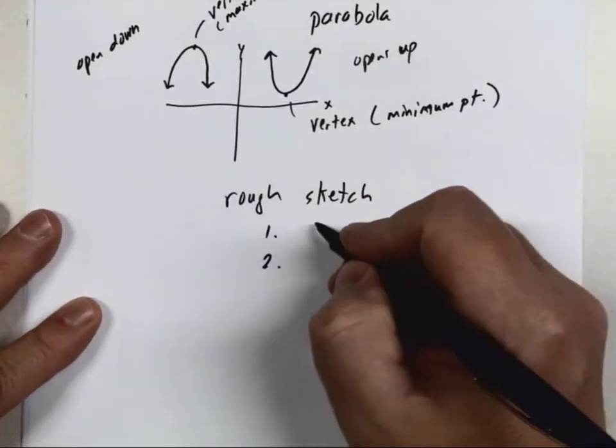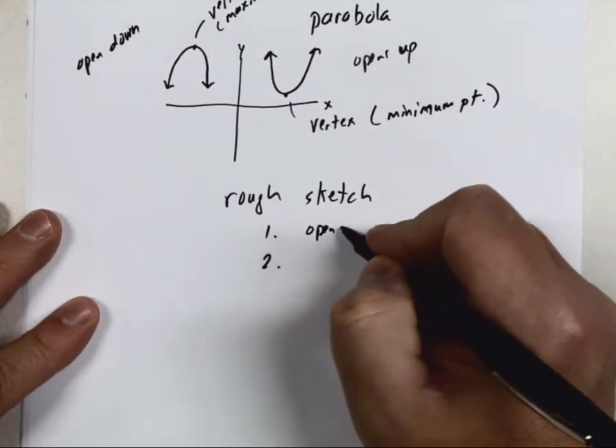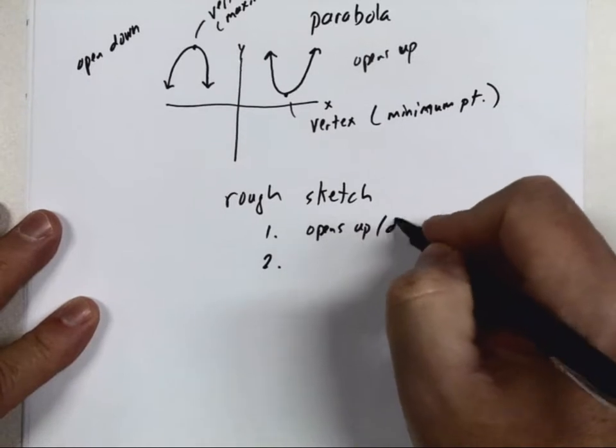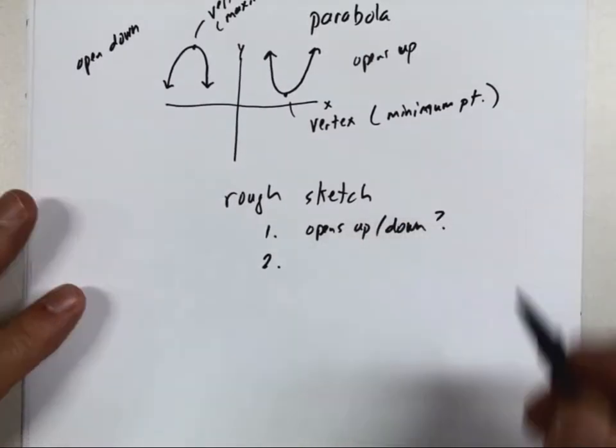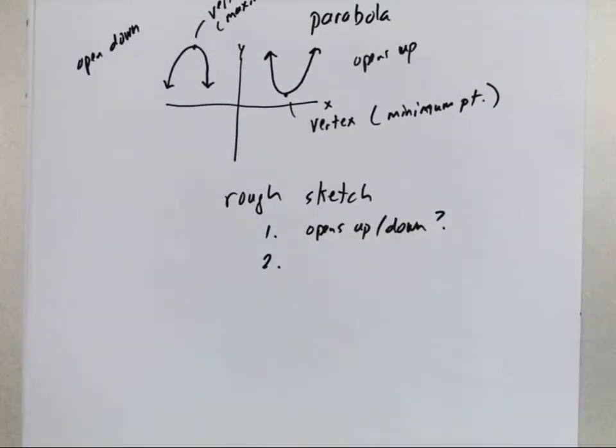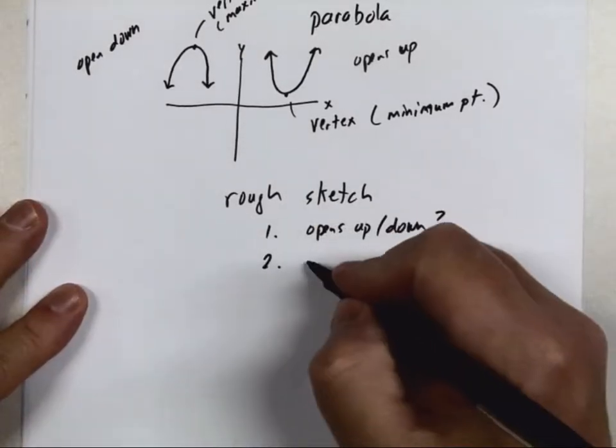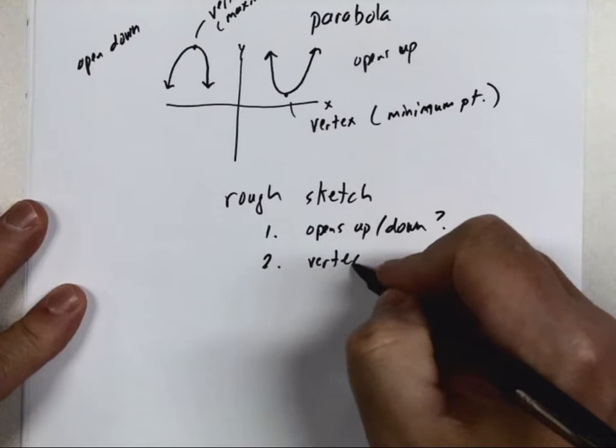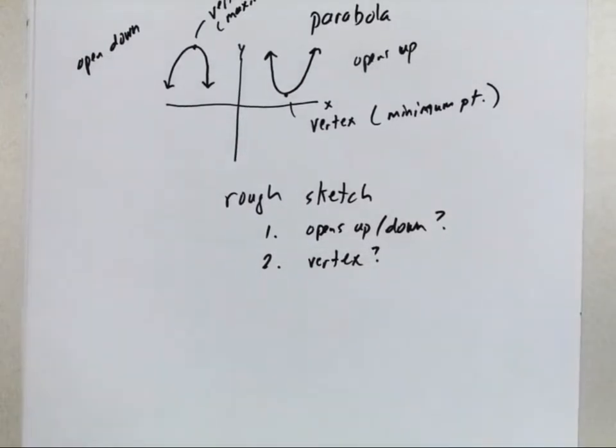The first one is, does it open up or down? You're going to see in a minute, that's really easy to determine. If you look at the equation, you can, within 5 seconds, determine whether it opens up or opens down. And then the second thing you have to do, you have to find the vertex. Hope this sort of makes sense.